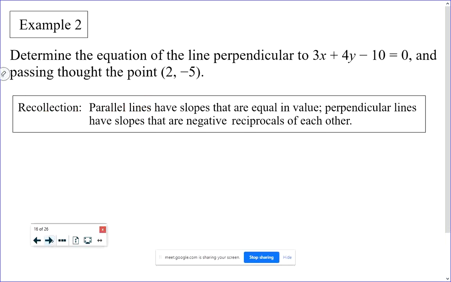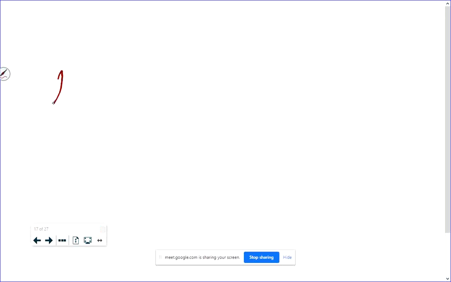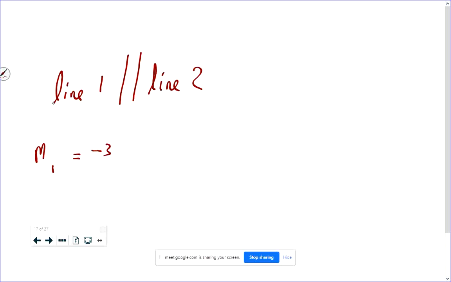And you need to remember here that parallel lines have equal slopes. Perpendicular lines have negative reciprocals as slopes. Let's just pull off the road for a second. If I told you that line 1 is parallel to line 2, and I told you the slope of line 1 is negative 3/4, then that means the slope of line 2 is negative 3/4. That's common sense, isn't it? Kind of. I mean, parallel means they're not going to meet, so one of them is not steeper than the other. They have the same steepness.